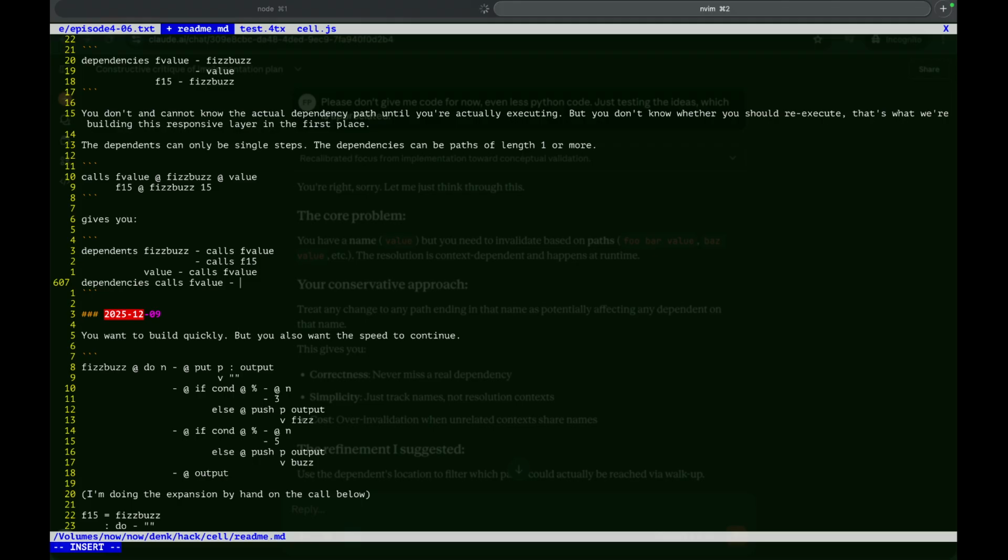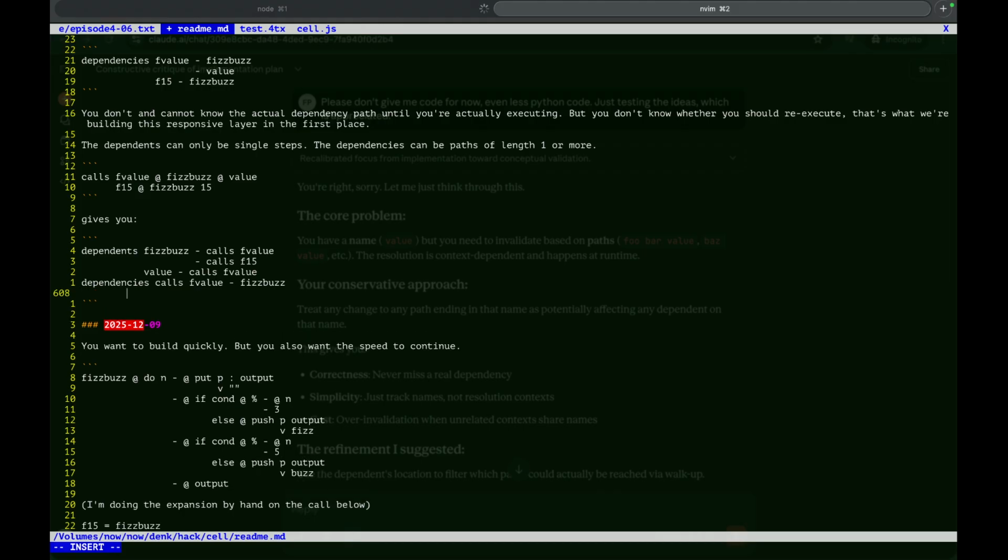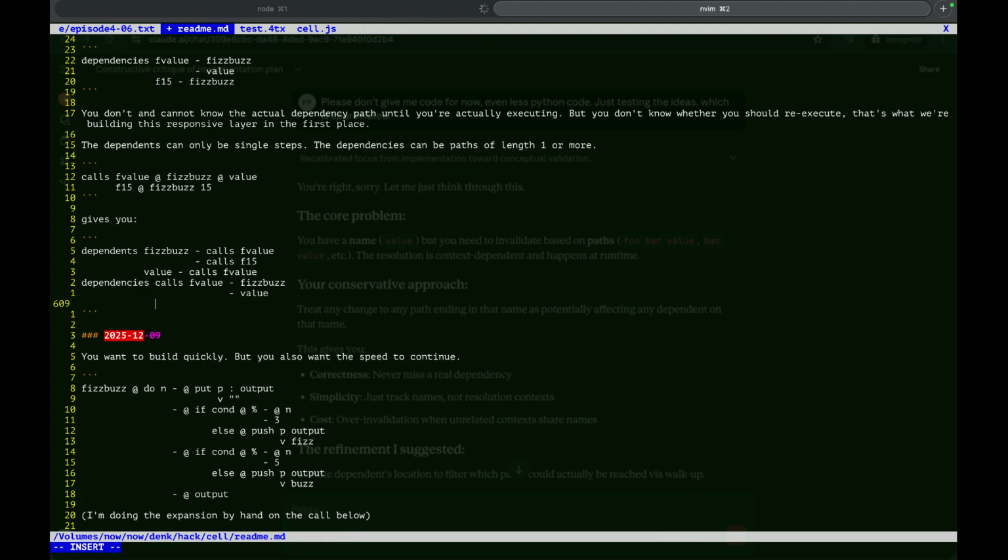F value. Oh man, am I slow? It depends on piece bus and value. And then it would be called, what is it, F15. I'm not sure if the sorting is fine, but it's fine. Yes.